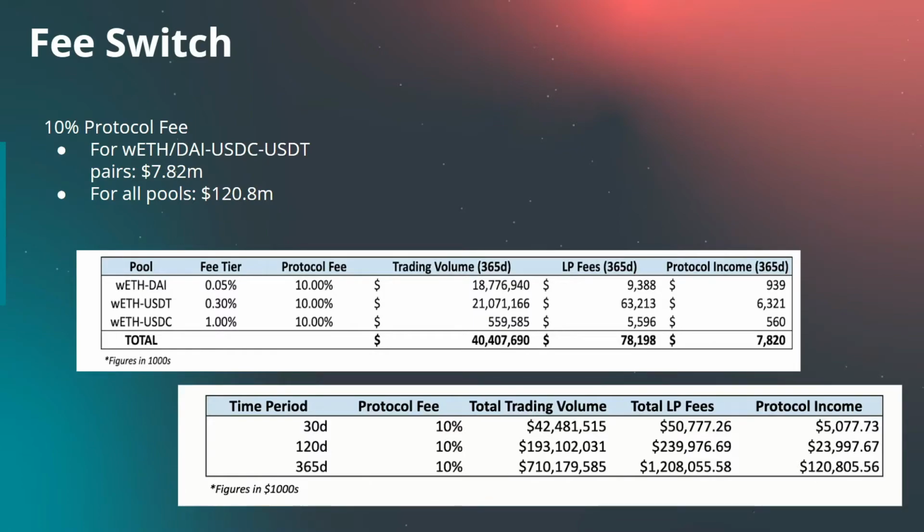I found them from the Bankless DAO's newsletter. They published that, and I have also checked it on DeFi Llama itself to see whether the numbers are correct or not.